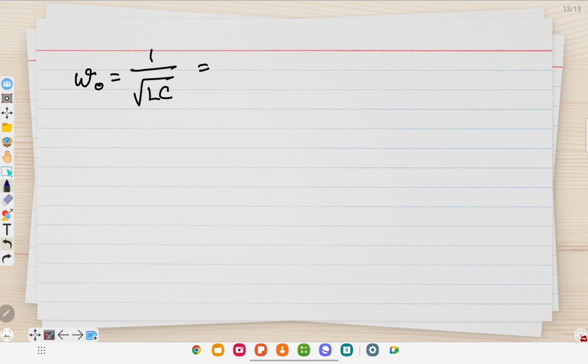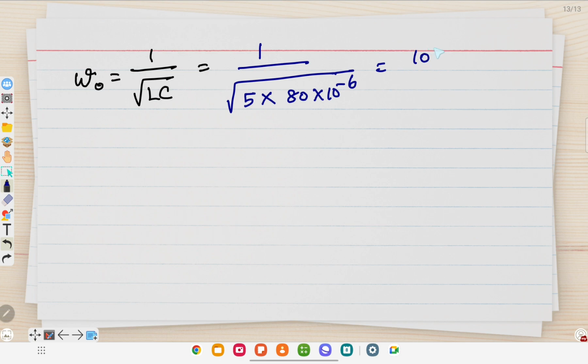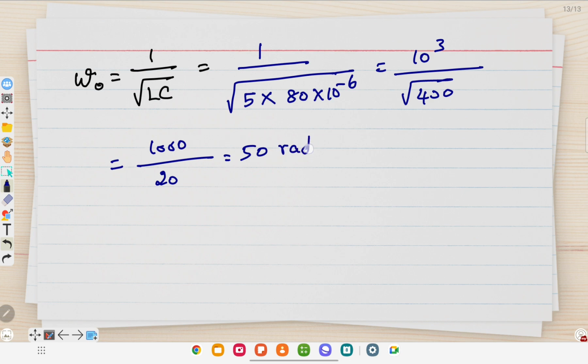See, we know the formula for resonance frequency: omega naught is equal to 1 by root LC, and let me substitute. So 1 by root over, and L we know is 5 Henry, and C we know is 80 microfarad, so 80 into 10 power minus 6. Okay, and the very next step I can take 10 power minus 6 to the numerator, and we have to take root, so 10 power 3, and 5 into 80 is 400. It's very simple. So 1000 by root 400 is 20, and then the answer is 50 radian per second. So this is omega naught.